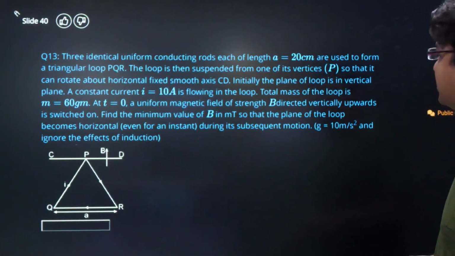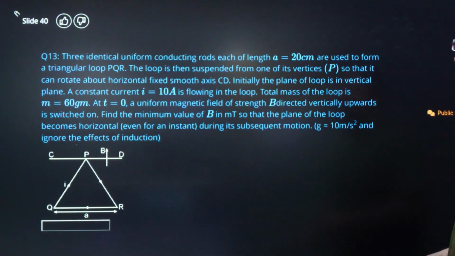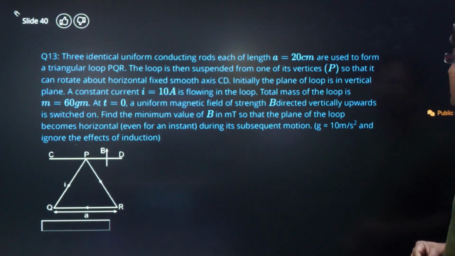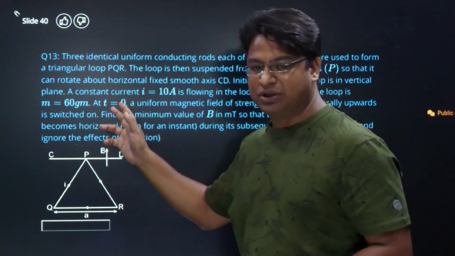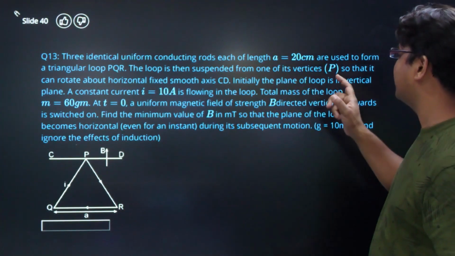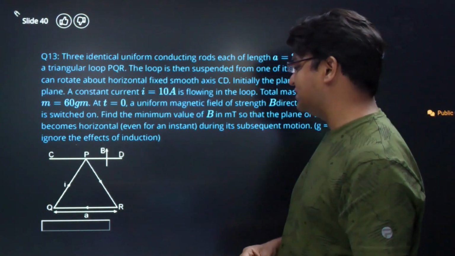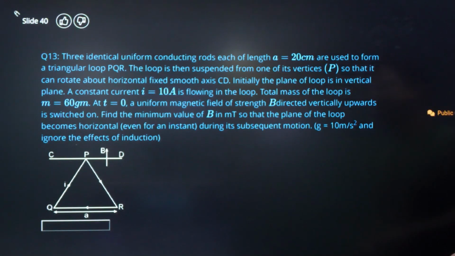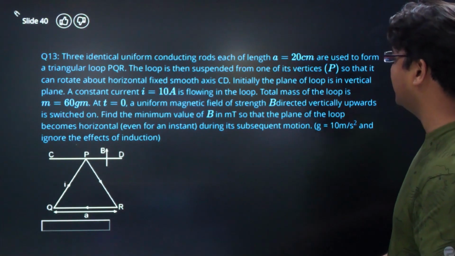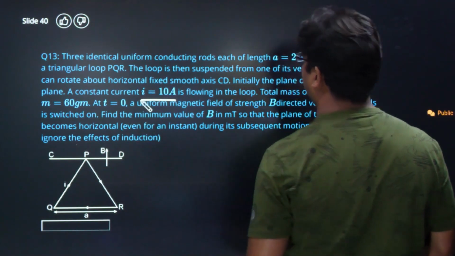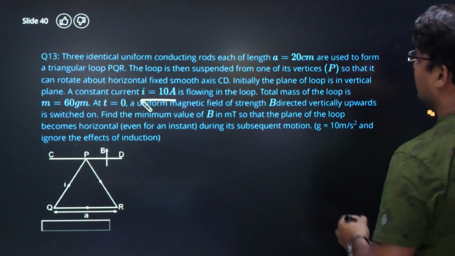Okay, now what does this question say? Three identical uniform conducting rods, each of length a, which is 20 centimeter, are used to form a triangular loop PQR. The loop is then suspended from one of its vertices so that it can rotate about the horizontal fixed smooth axis CD. Initially, the plane of the loop is in the vertical plane, a constant current I is flowing in the loop.